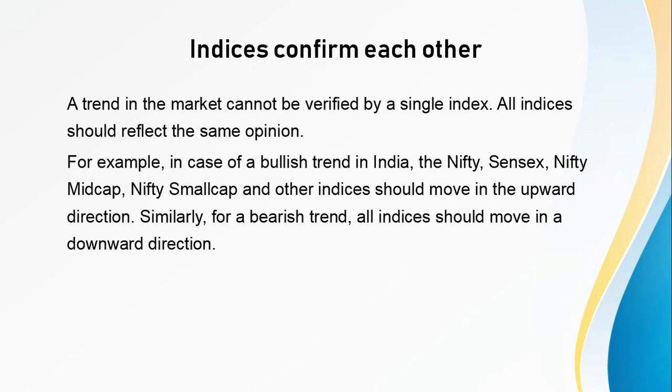Now let's look at the next principle, that says indices confirm each other. A trend in the market cannot be verified by a single index. All indices should reflect the same opinion. For example, in case of a bullish trend in India, the Nifty, Sensex, Nifty mid cap, Nifty small cap, and other indices should move in the upward direction. Similarly, for a bearish trend, all indices should move in a downward direction.